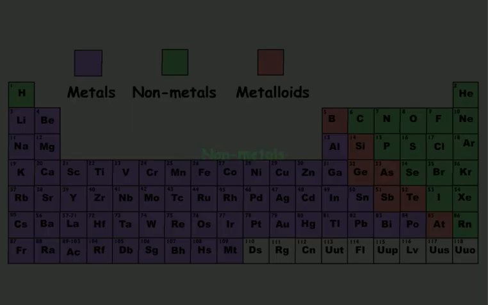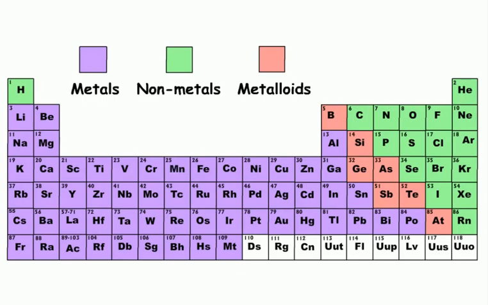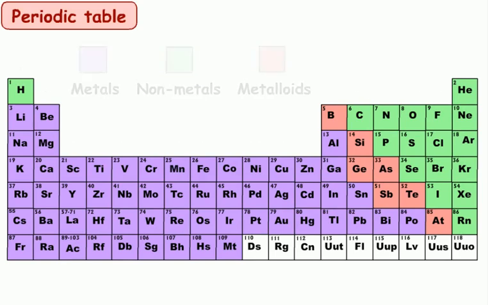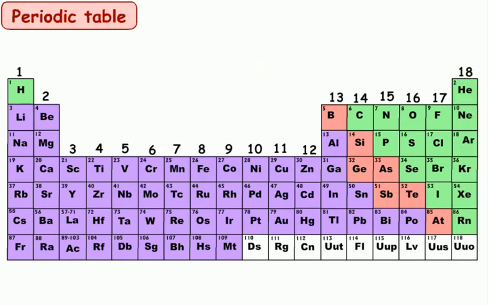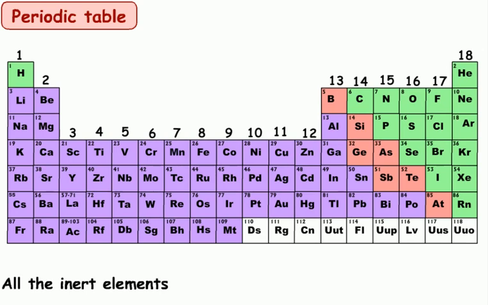Non-metals. Again, let us take a look at the periodic table. In the last group of the periodic table, that is, in group 18, we have inert elements. All the inert elements, helium, neon, argon, krypton, xenon, and radon, are non-metals.